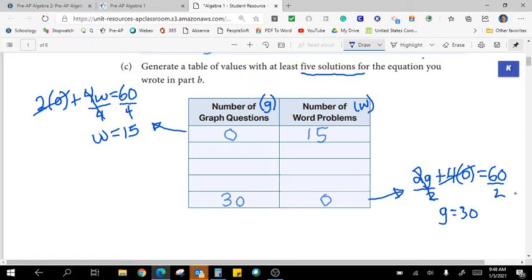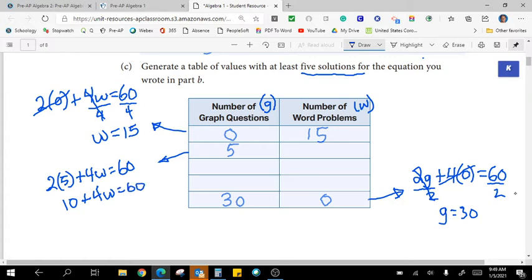Now, if we want to look at some other numbers in here, we can just fill them in. I can plug in some numbers for my graph problems, and maybe I'll go up by 10 each time, or let's go, I could plug in 5. It doesn't matter which numbers you plug in. All you have to do is plug them in and work them out. So I'm going to choose a 5. I'm going to plug in a 5 for G, so this is going to be worked out right here. I'm going to say 2 times 5 plus 4W equals 60. So I get 10 plus 4W equals 60.